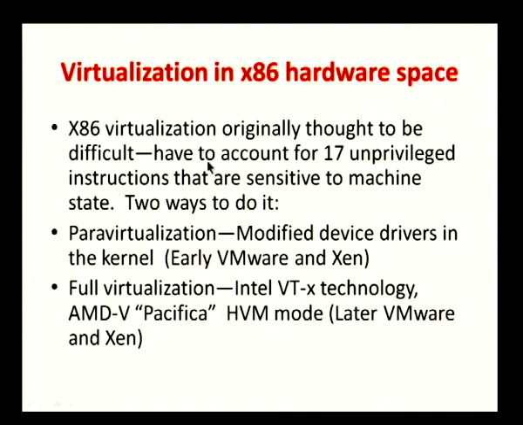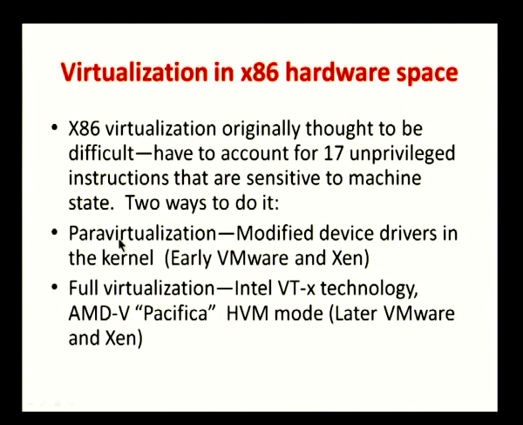So, in the virtualization of the x86 hardware, you have 17 unprivileged instructions that are sensitive to the machine state. They handle this by using paravirtualization or full virtualization. Paravirtualization means modified device drivers in the kernel. The kernel itself is modified in paravirtualization, and full virtualization means you have the Intel VT-x technology and AMD-V Pacifica model. You use the HVM mode and you are able to make use of full virtualization also.